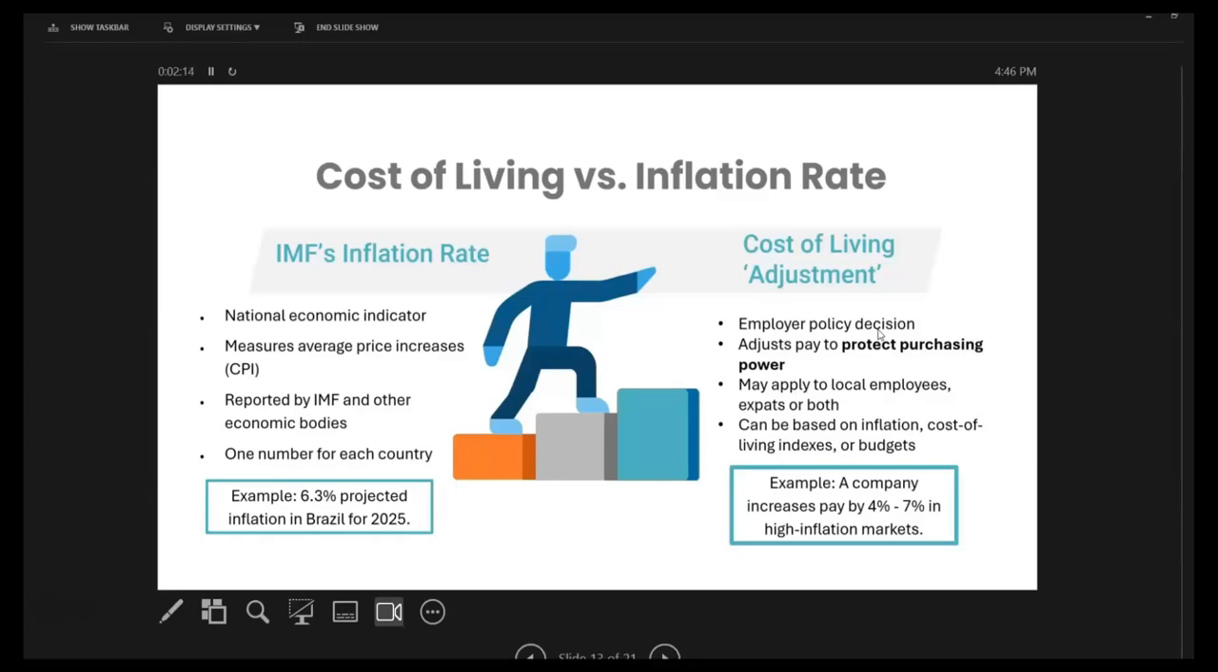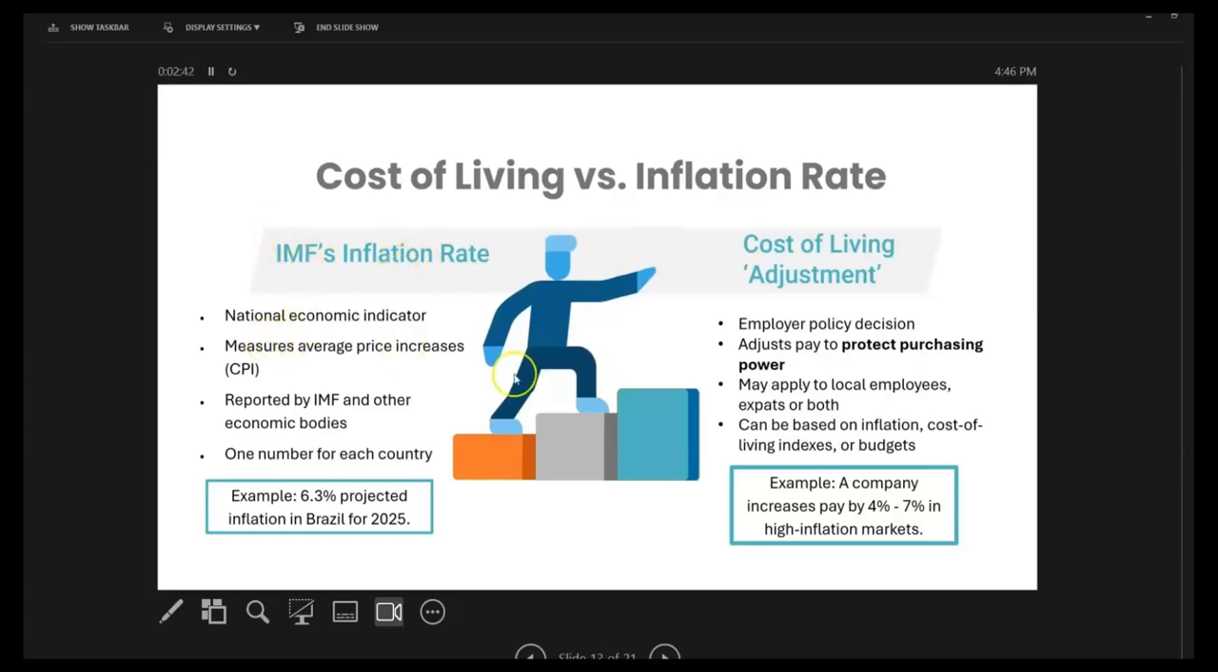And yeah, it can be based on the company budget, or on cost of living indexes that they can purchase from other companies, not just from IMF. IMF happens to be free and have a lot of data, but there are a lot of other options and tools that you can use to estimate or calculate what you would want to do for adjustments.